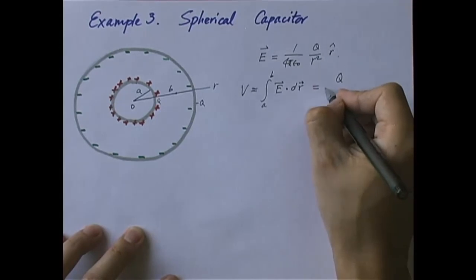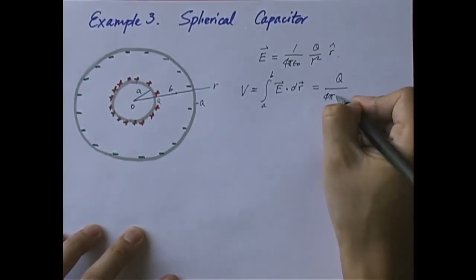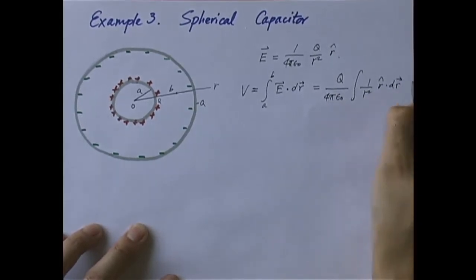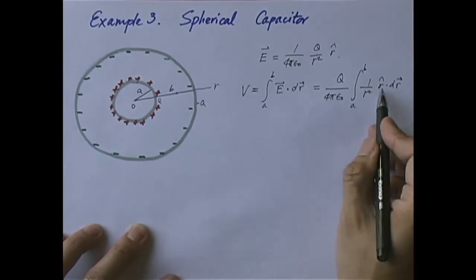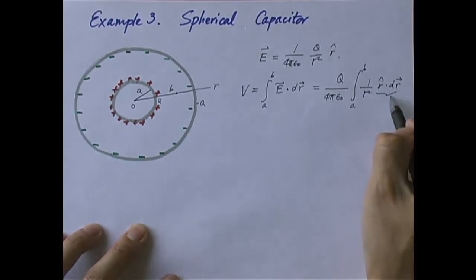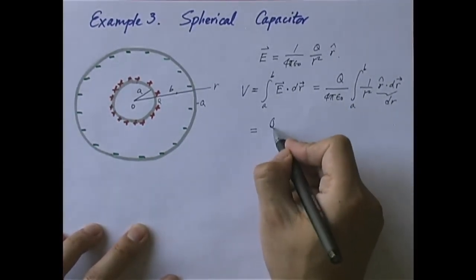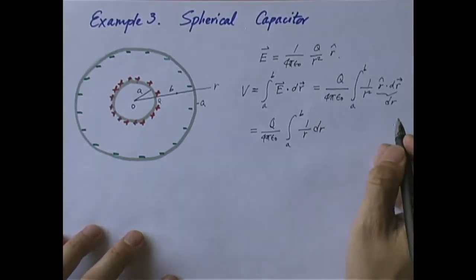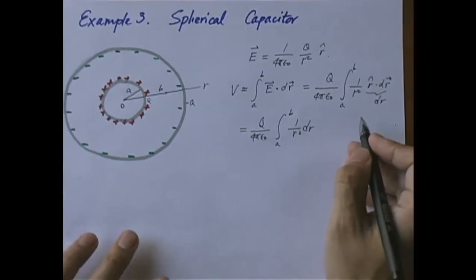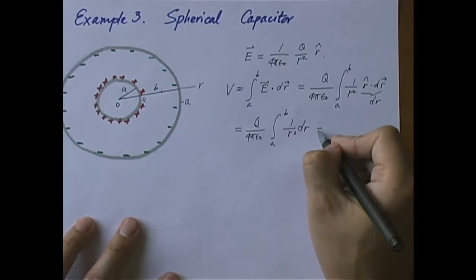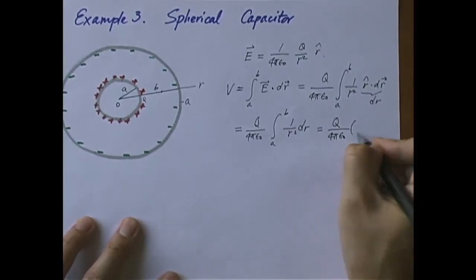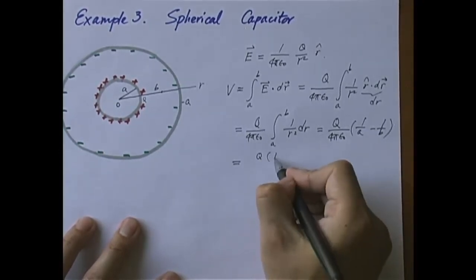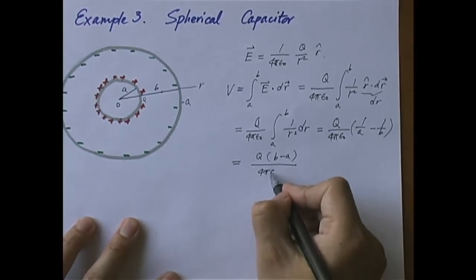Take all the constants out. Q over 4 pi epsilon naught, 1 over R squared, and then R, the unit vector R dot dr, between A and B. Now R and dr have the same direction, they're both sticking outwards, and therefore this is just dr. So this is Q over 4 pi epsilon naught, integration from A to B, 1 over R squared dr. And then the answer would be negative 1 over R, and you go from A to B. So if you finish the algebra, it's Q over 4 pi epsilon naught, 1 over A minus 1 over B. Now this is the same as Q times B minus A divided by 4 pi A times B times epsilon naught.